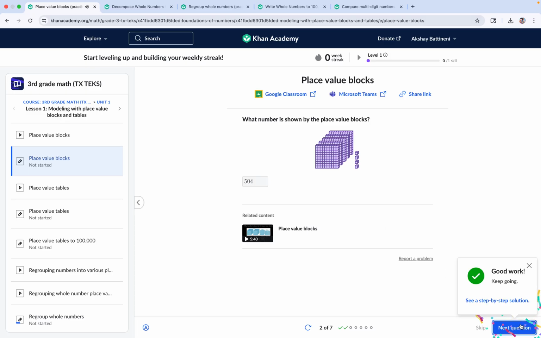If not, you can just look down below in Khan Academy. It explains in a different way. Hopefully that might work for you. But yeah.